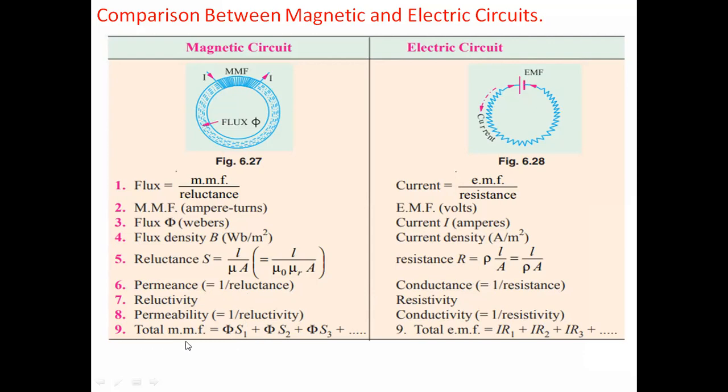Whereas for total MMF, we can consider MMF is equal to phi into S1 plus phi into S2 plus phi into S3, where phi is constant in the series circuit. In the electric circuit, total EMF is I into R1 plus I into R2 plus I into R3 in the series circuit. So like this we have a comparison between magnetic circuit and electric circuit. It is also one of the important questions we may expect in the examination.